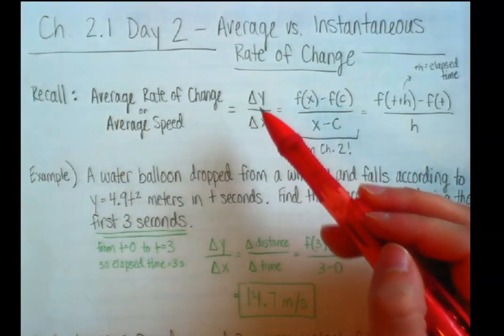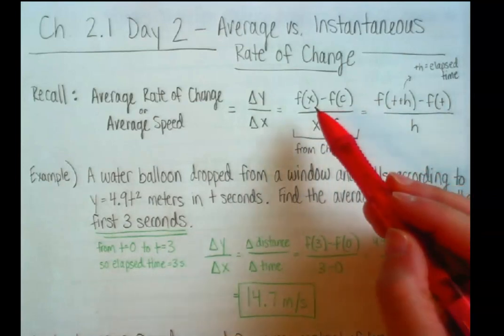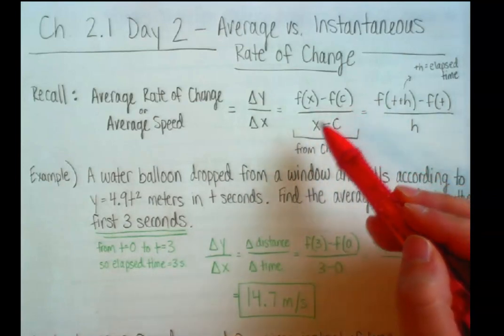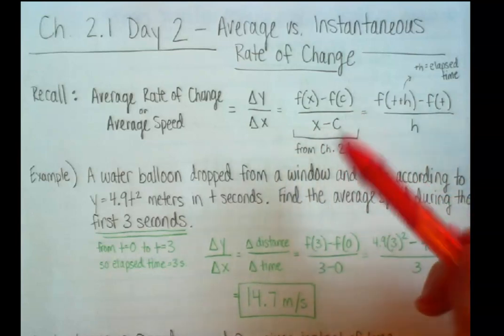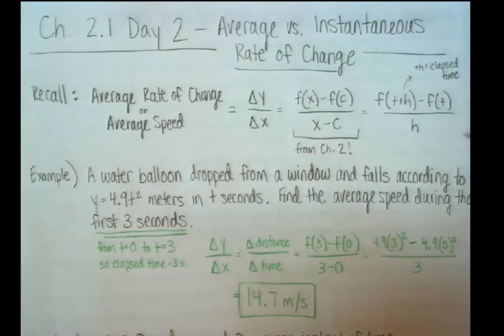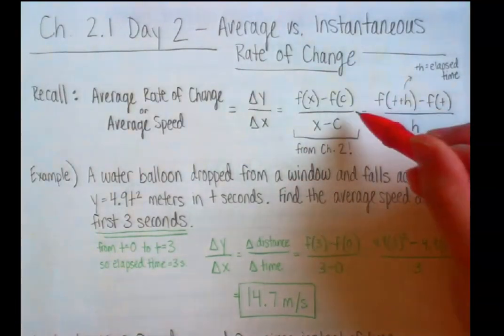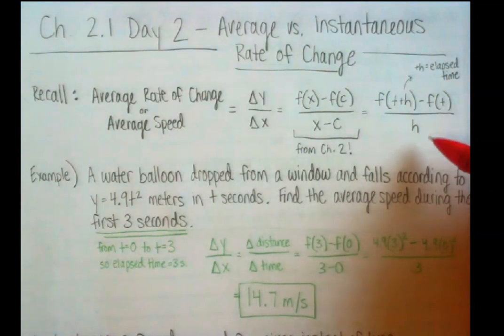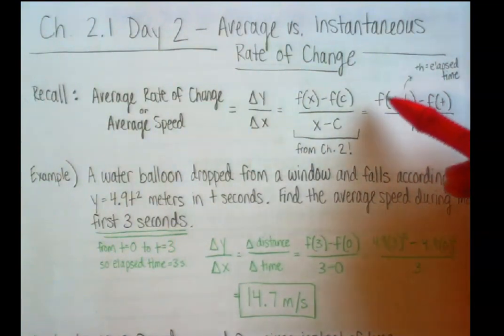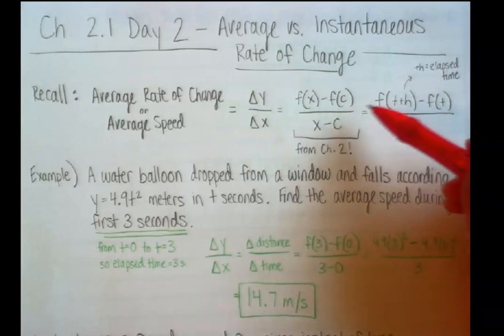It's just the change in y over the change in x. Or this is the formula that you might look familiar: f of x minus f of c divided by x minus c. For average speed, we're really still using this same idea. The formula sometimes could look a little different, but either one of these formulas is totally acceptable. But when we start talking about instantaneous speed, that's when you're really going to need to understand this formula here. And notice this formula is really the same idea.